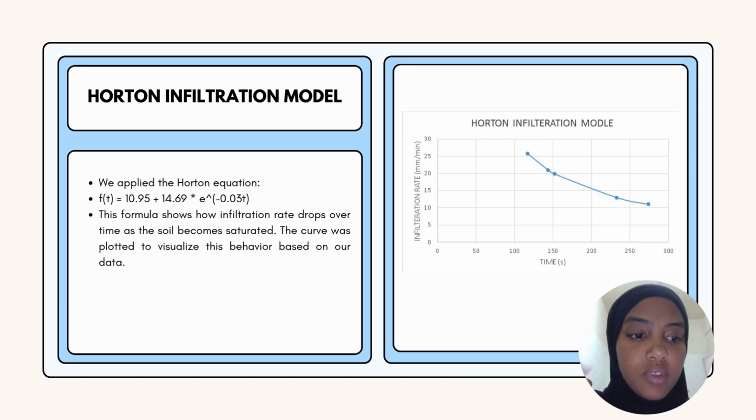Okay, in the summary, our data show that the ground in our location has high permeability. Most of the rainwater infiltrated into the soil or evaporated. This means less risk of surface flooding in the area. And thank you.